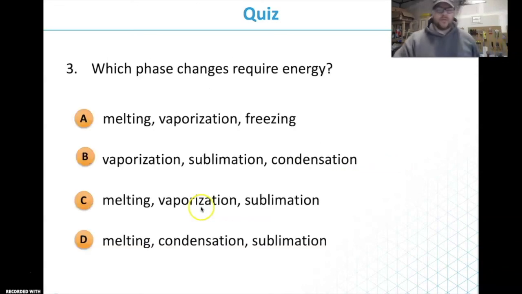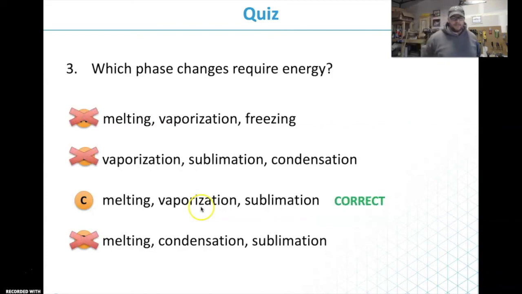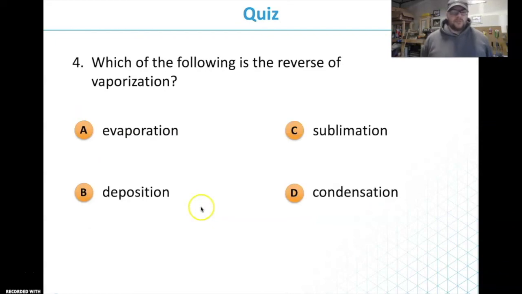All right, number 3. Which phase changes require energy? All right, which phase changes require energy? Okay, melting, vaporization, and sublimation all require us to put energy into them. All right, which of the following is the reverse of vaporization? The opposite direction of vaporization will be condensation.